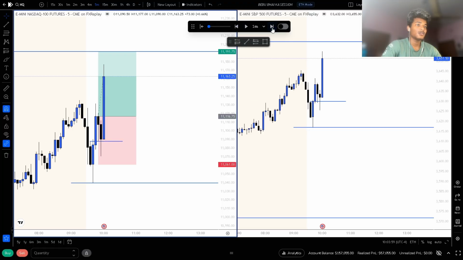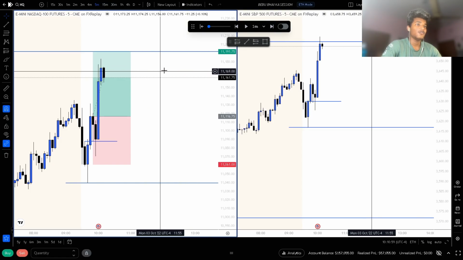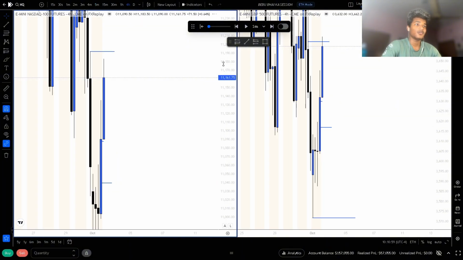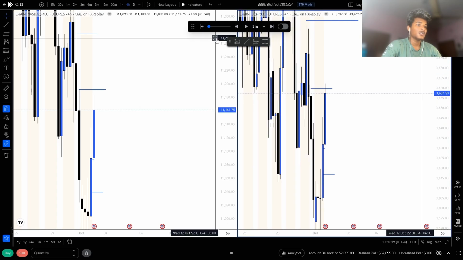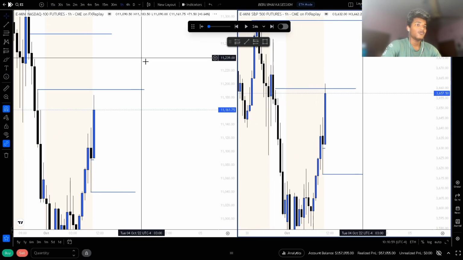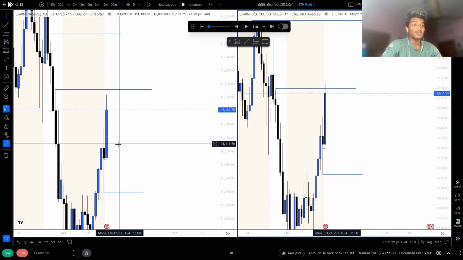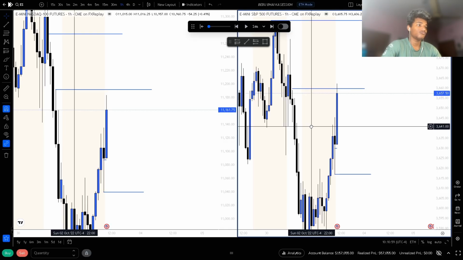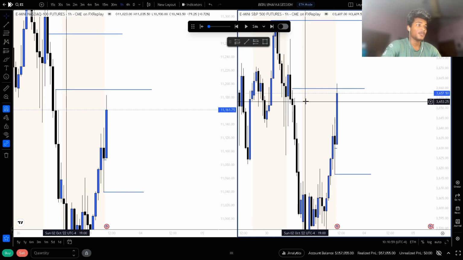Break even, and we have SMT at the highs as well. What? Oh, it's 10:10. Let me see the 4 hour. 4 hour we ended up re-sweeping this high, and 1 hour we did not inverse this gap as well, and we did not tap this hourly gap as well.